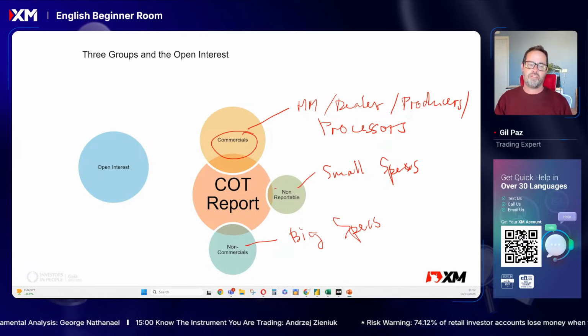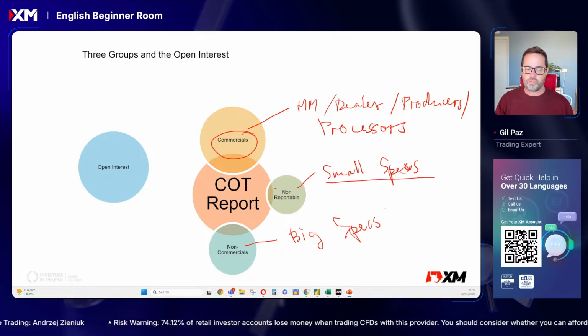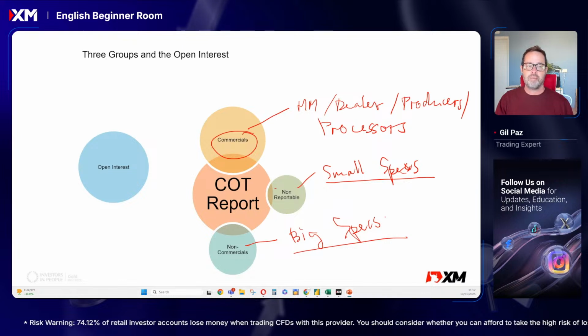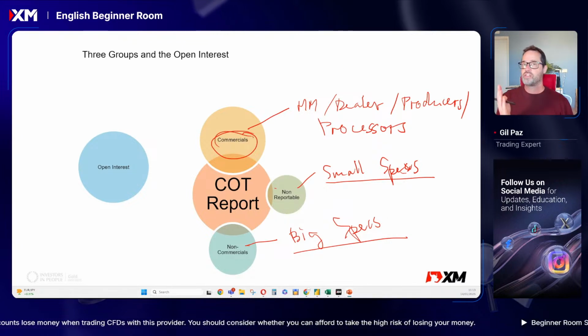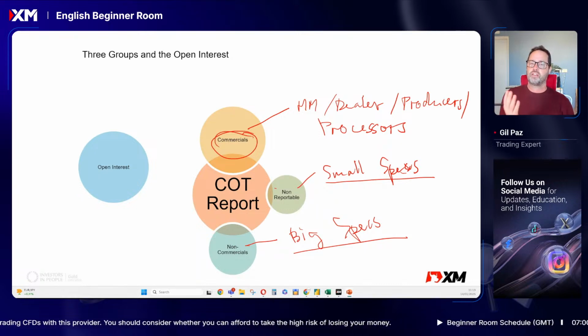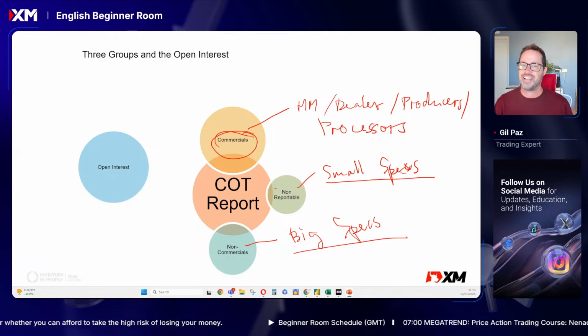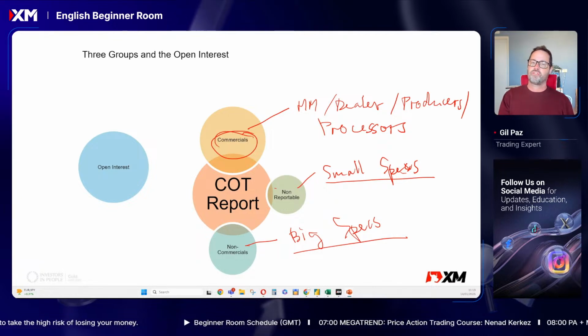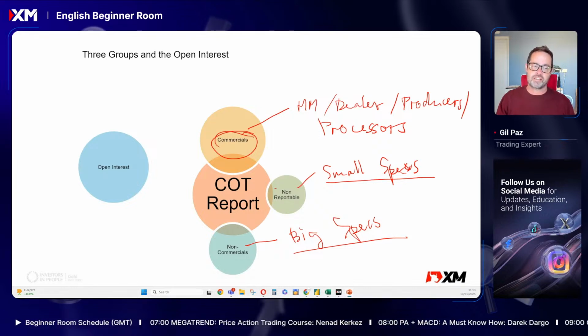So, for example, if we are analyzing gold, you have the small speculators, you have the big speculators, they all want to make money, but the commercial is the gold miner. So how does the gold miner make money? By selling gold, right? That's how they make money. They dig out gold from the mine and now they're selling it. And they manage the risks over these markets. And those are the commercials.